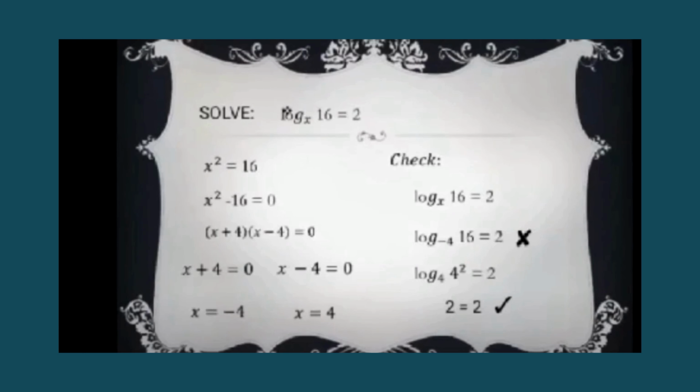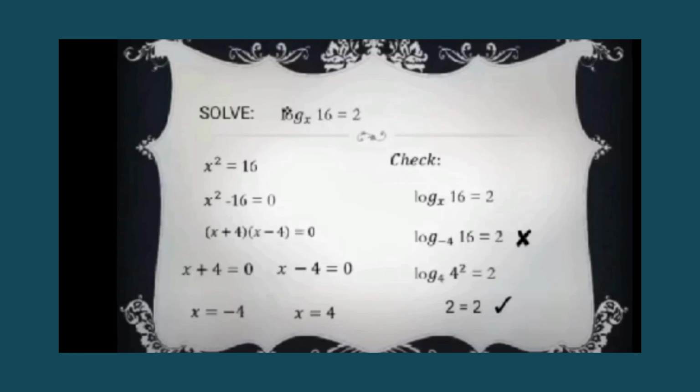Now, log of 16 with the base x is equal to 2. So x squared is equal to 16. After that, we can subtract 16 from both sides. So that is x squared minus 16 is equal to 0. After that, we can factor x squared minus 16. That is x plus 4 times x minus 4 equals 0.